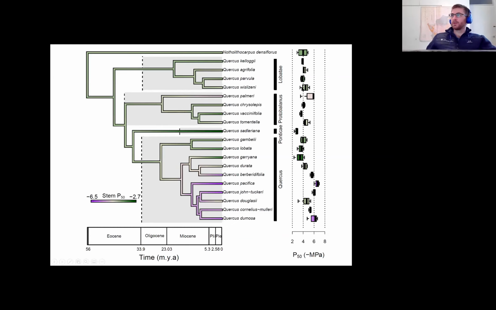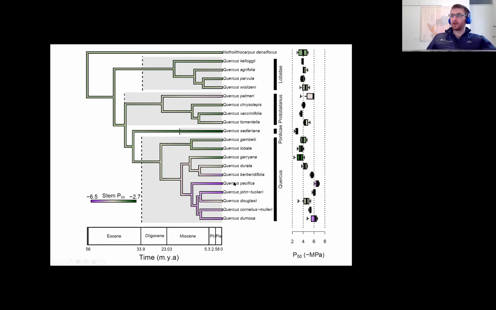In the Lobatae, so these are the red oaks, there's hardly any variation amongst species. This is similar in the Protobalanus, or the Golden Cup oaks. And when we get into the Quercus, the white oaks, what we see is that there's more variation within this clade. So some species, Quercus garryana, for example, are relatively vulnerable. They have a P50 of negative 3.8 or so, and then a couple of these species in this smaller clade here, the scrub oak clade, some of these species can be quite resistant.